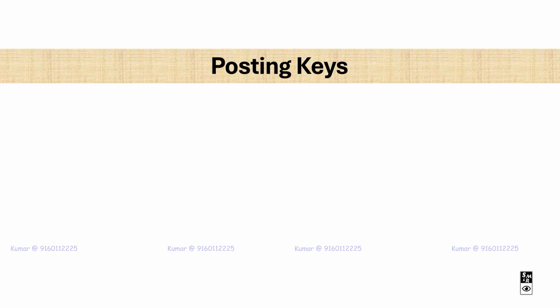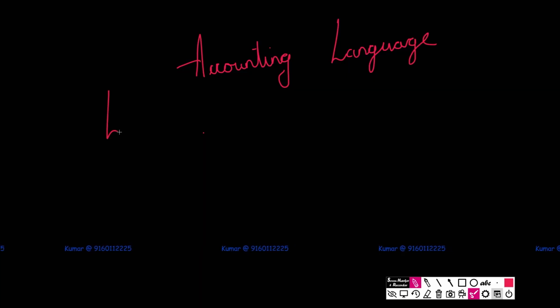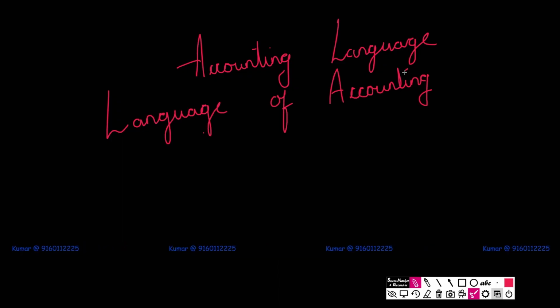That's it. This is all about the normal basics of accounting, and posting keys also. In order to learn the posting keys, first we need to understand the golden rules of accounting. What is the language of accounting? We call it the language of accounting. What is this? This is nothing but debit and credit.